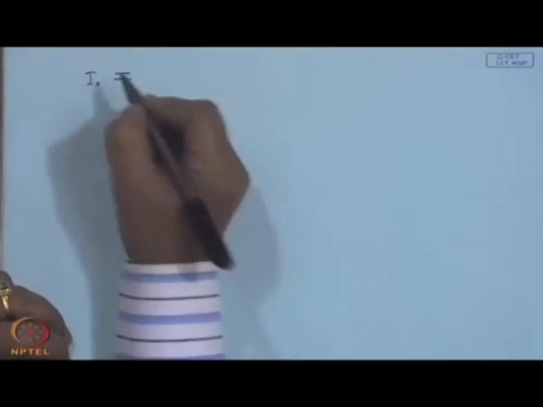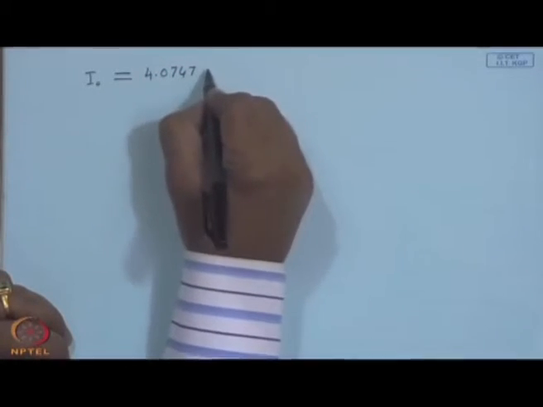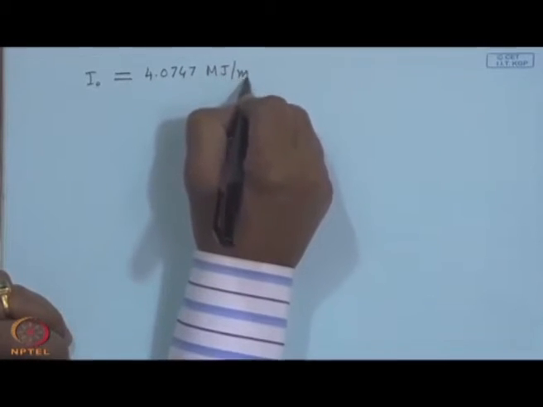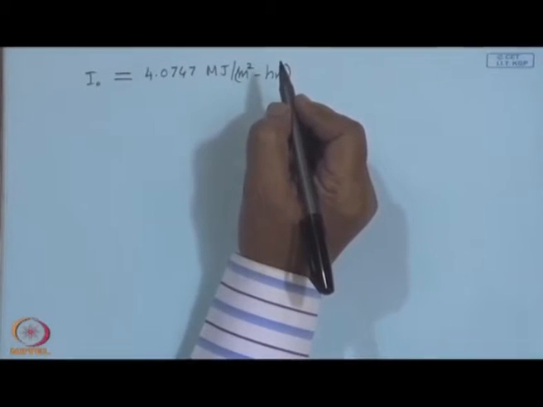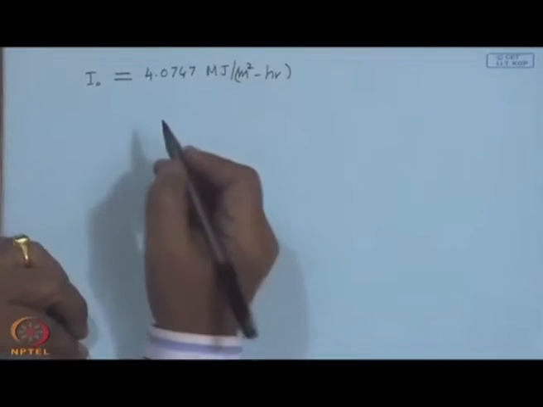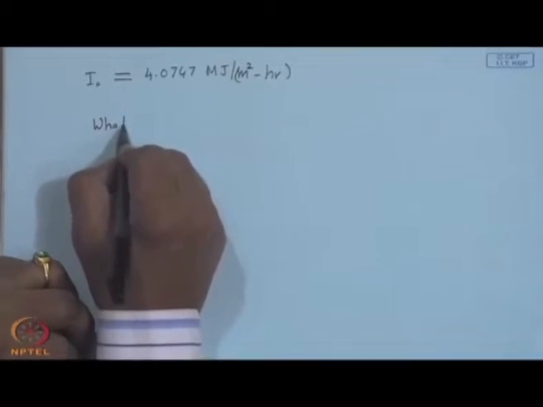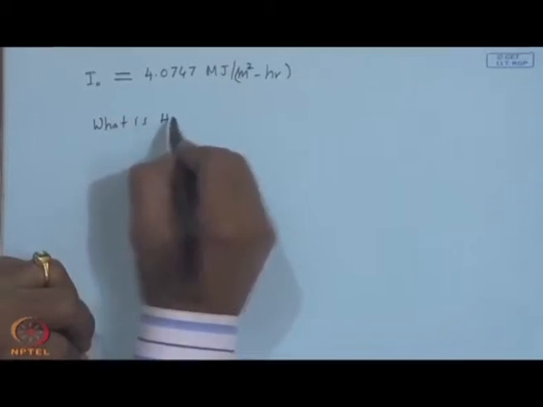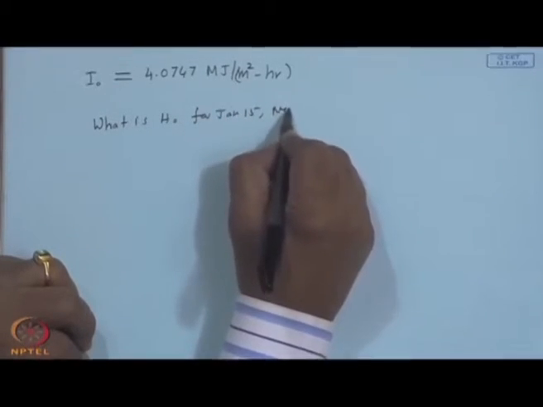So, if you make this long calculation, the answer will be I0 equal to 4.0747 megajoules per meter square hour according to our notation. Okay. So, this is what you will get. Now, we are asked to calculate what is H0 for January 15 at the same location.